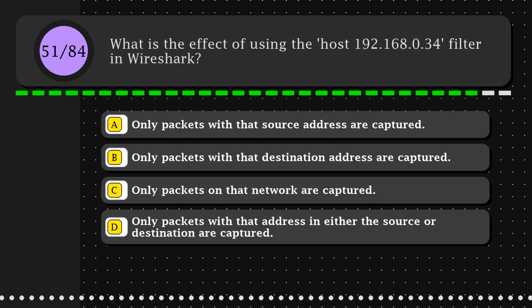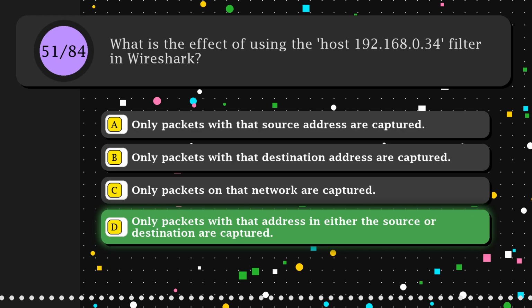Question 51. What is the effect of using the host 192.168.0.34 filter in Wireshark? Option A. Only packets with that source address are captured. Option B. Only packets with that destination address are captured. Option C. Only packets on that network are captured. Option D. Only packets with that address in either the source or destination are captured.